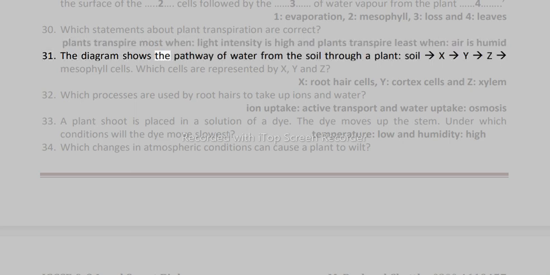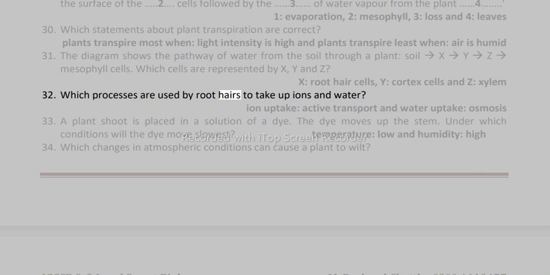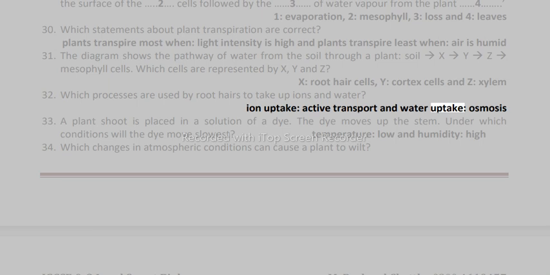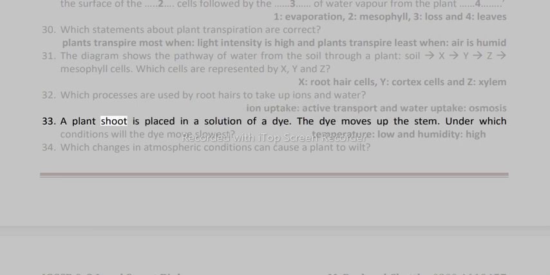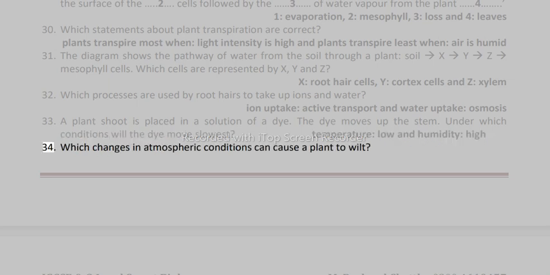31. The diagram shows the pathway of water from the soil through a plant, soil, X, Y, Z, mesophyll cells. Which cells are represented by X, Y, and Z? X, root hair cells, Y, cortex cells and Z, xylem. 32. Which processes are used by root hairs to take up ions and water? Ion uptake, active transport and water uptake, osmosis. 33. A plant shoot is placed in a solution of a dye. The dye moves up the stem. Under which conditions will the dye move slowest? Temperature low and humidity high.